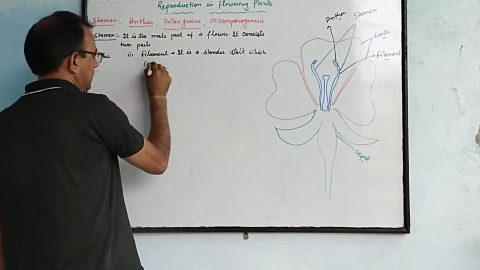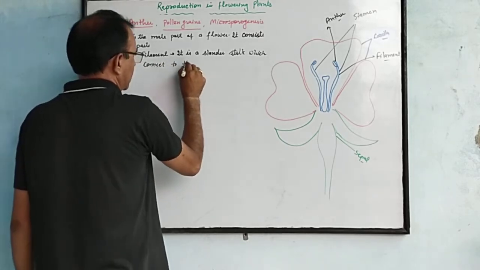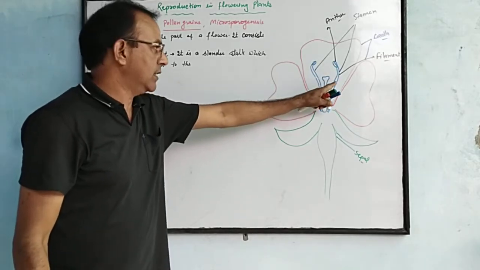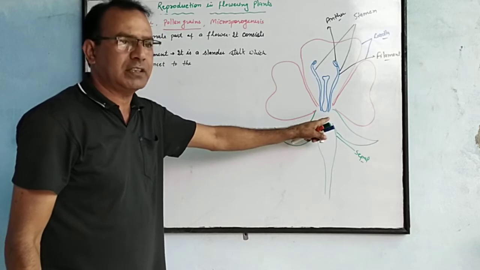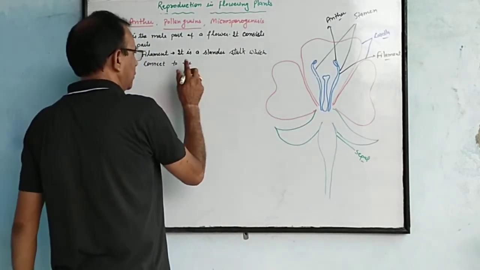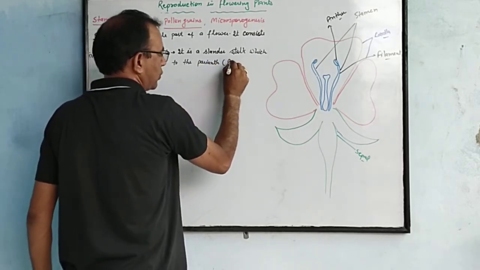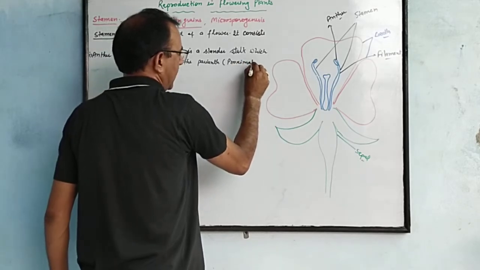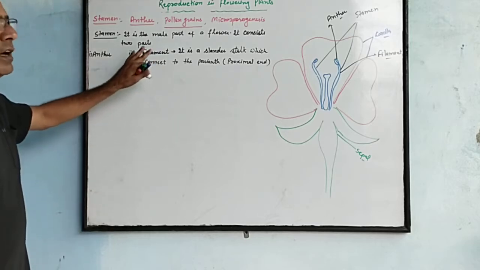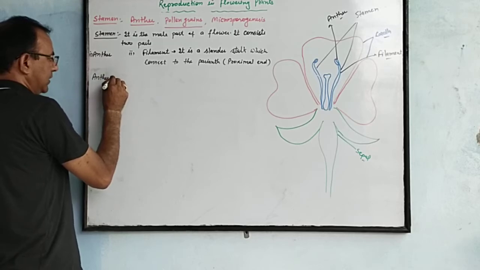The filament is the stalk which connects the anther, and it attaches the stamen to the perianth at its proximal end. The proximal end of the slender stalk which is attached to the perianth is called filament.